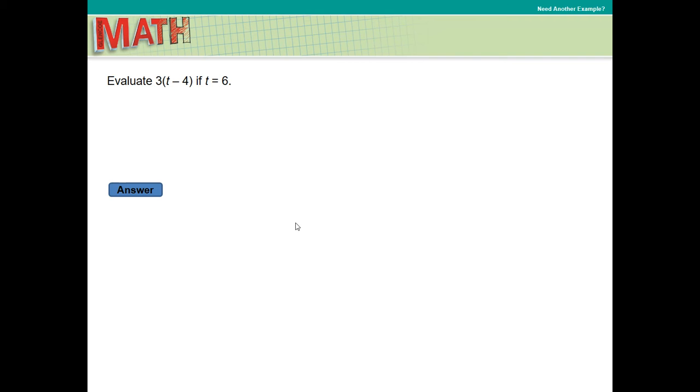Okay, hopefully you're back and here it is. 3, and then I'm going to put the 6 where the t is, times the quantity of 6 minus 4. 6 minus 4 is 2. 3 times 2 is, in fact, 6. Make that make sense for you. If you don't get it, go back to the previous problem and see what you're having problems with.